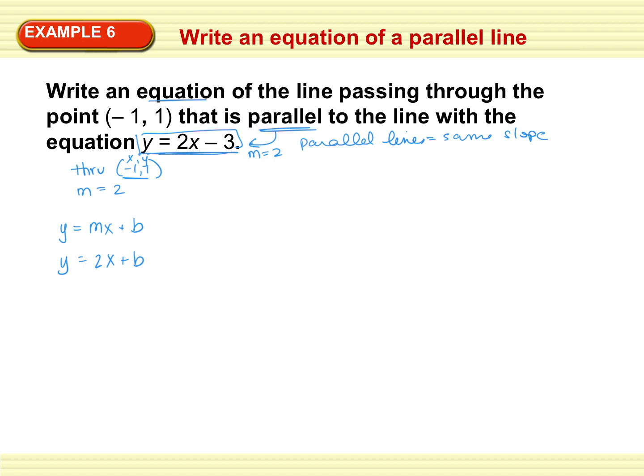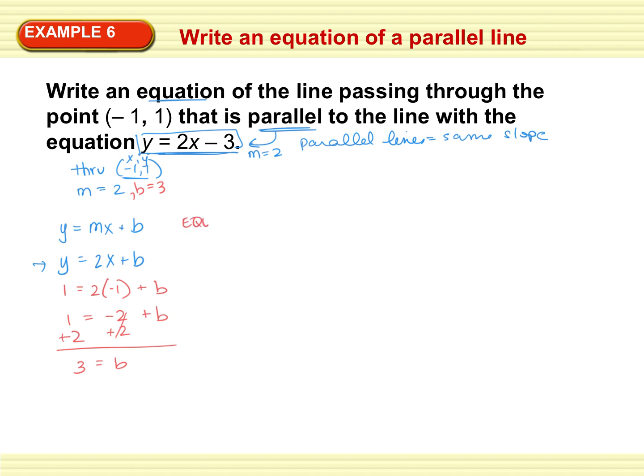Well, one method I could do is plug that x and y into this equation here, and I could find b. So I'm going to plug it in. y is positive 1, m is 2, which I already established, x is negative 1, plus b. So I'm going to get 1 equals negative 2 plus b. And if I add 2 to both sides, I'm going to be able to conclude that b equals 3. So now b is 3. Now that I know that b is 3, I'm able to do the equation.